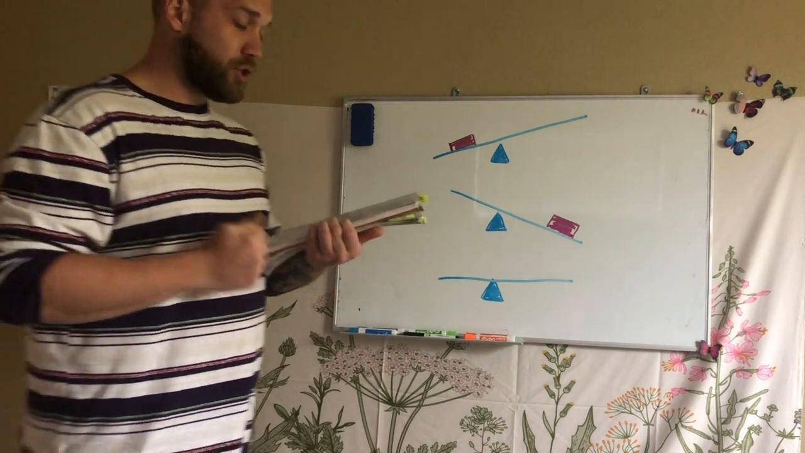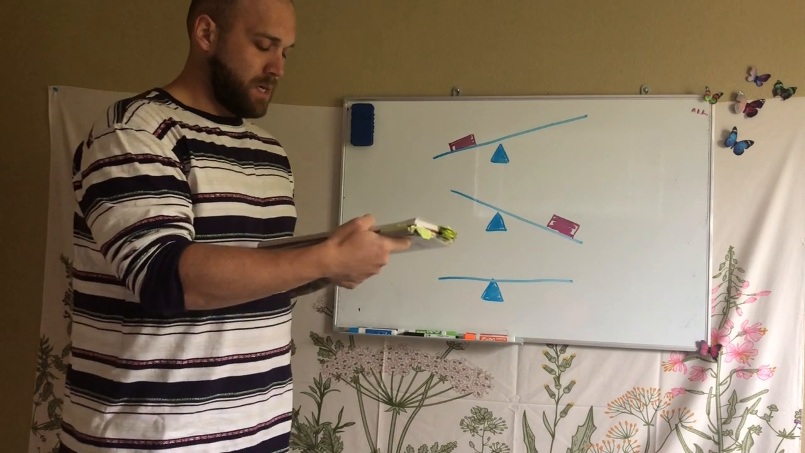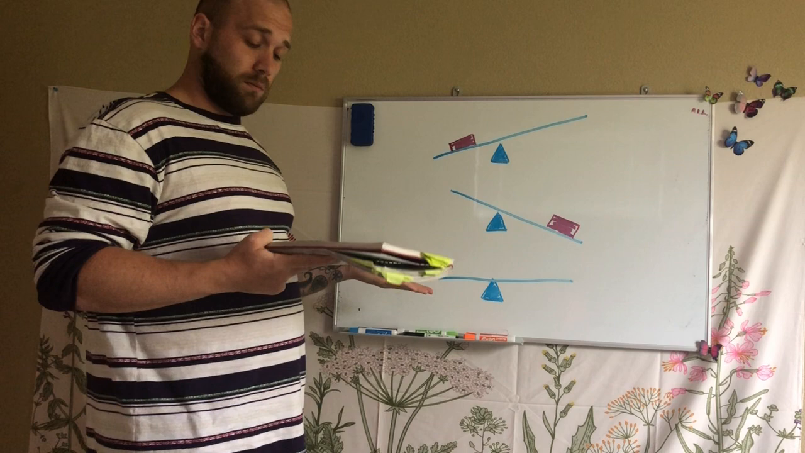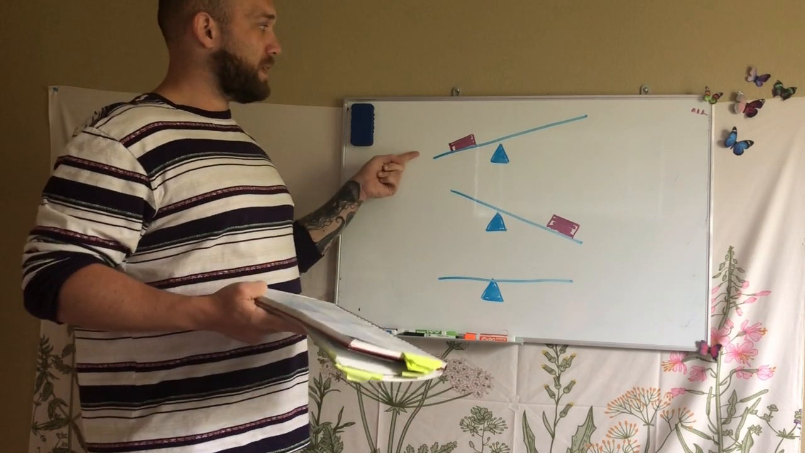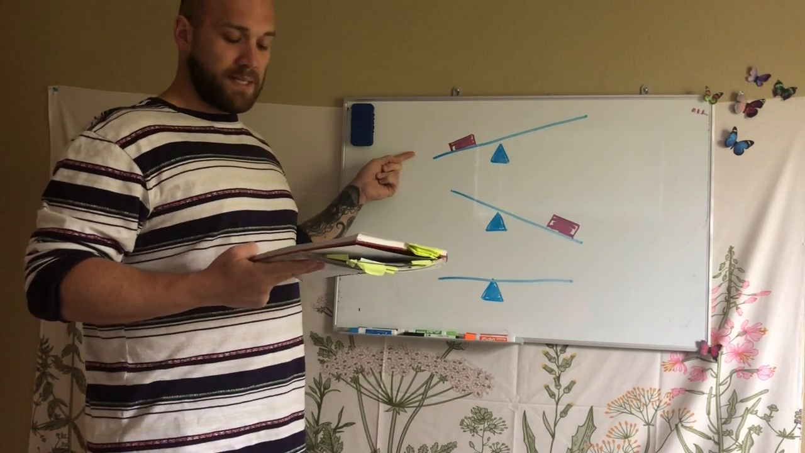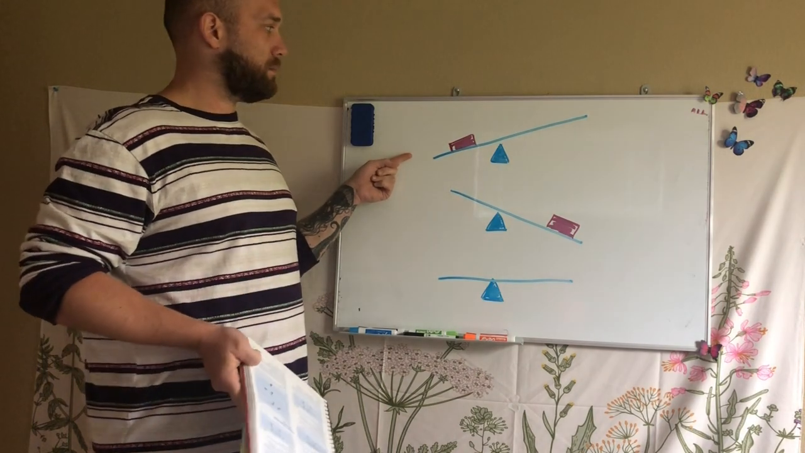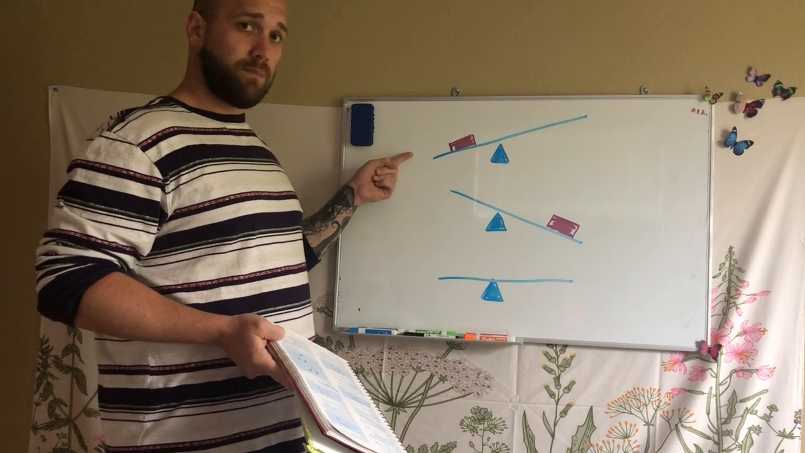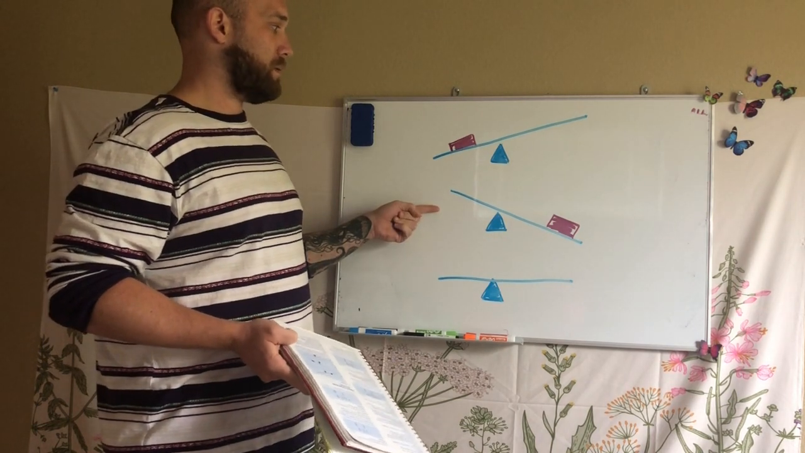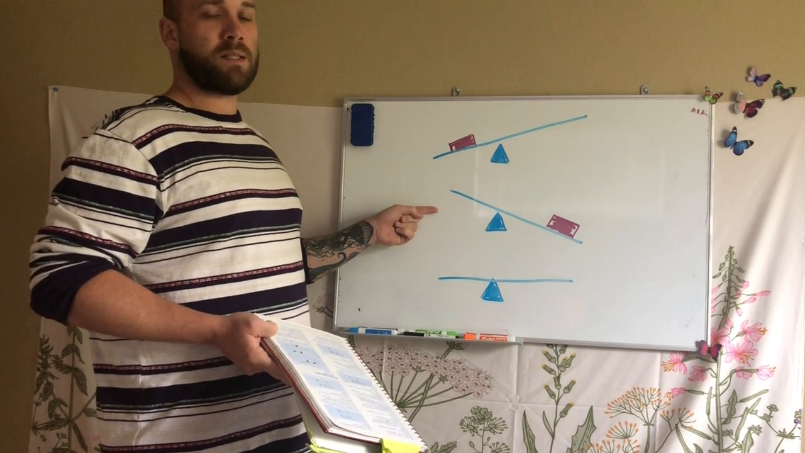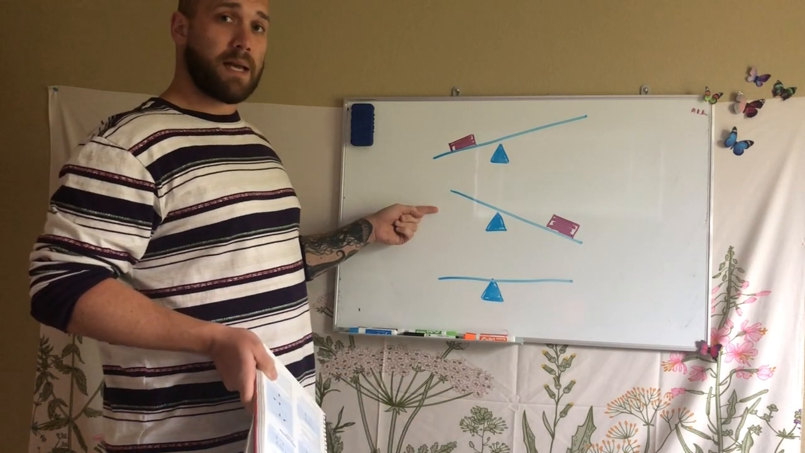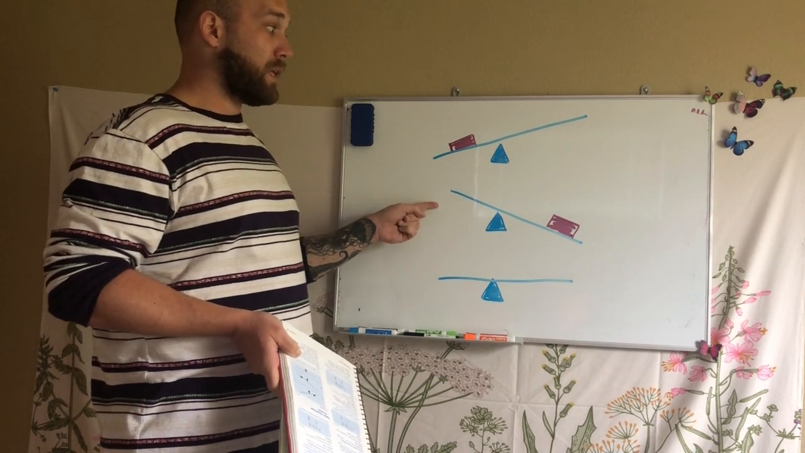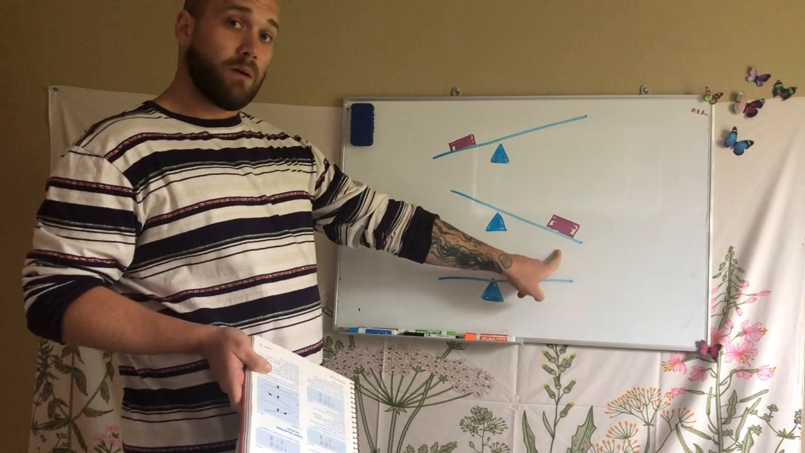These diagrams show balance beams. If there's a weight on only one side, that side goes down. This one, is the weight on the right or the left side? The weight is on the left side, making the left side go down. Second balance beam, is the weight on the left or the right side? The weight is on the right side of the balance beam, making the right side go down.